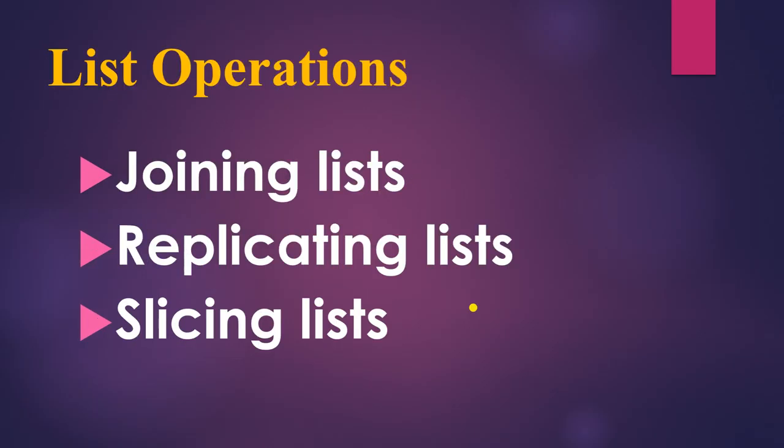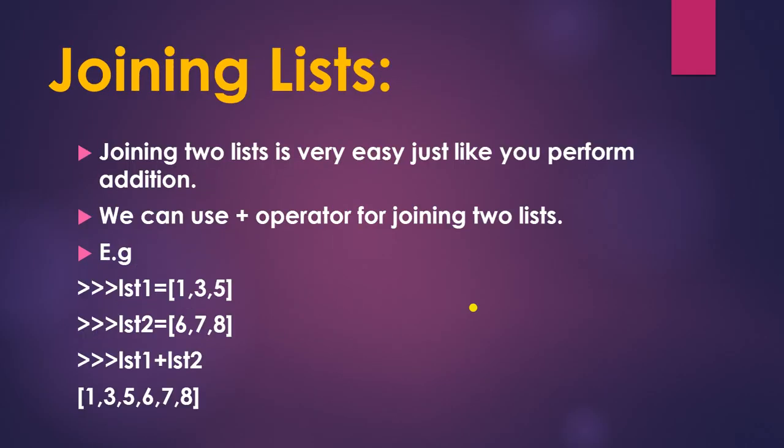So list operations: joining list, replicating list and slicing list. These three are the operations that we perform on the list. Now we will discuss each one by one. The first one is joining list. Joining two lists is very easy, just like you perform any addition. In this we use the plus operator for joining two lists.